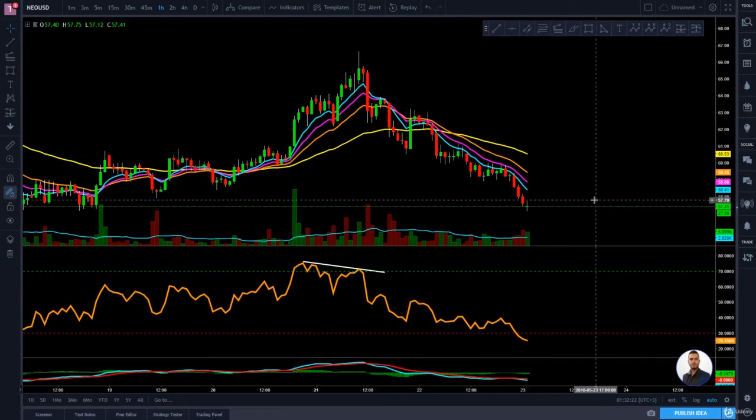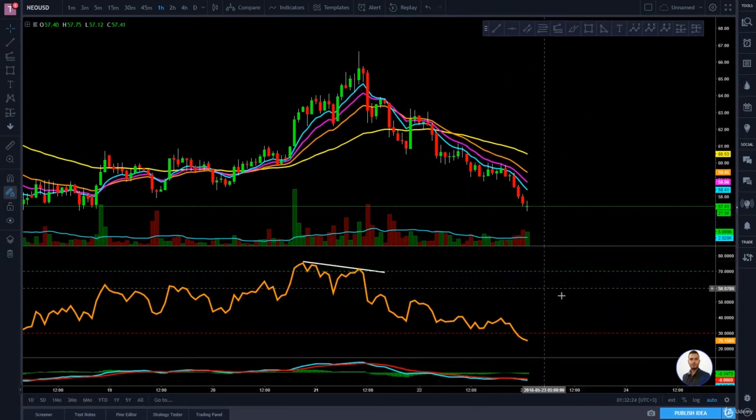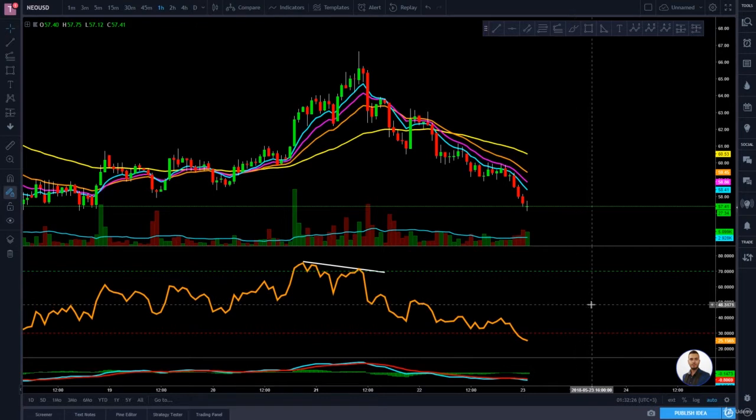So if you combine the RSI with moving averages and candlestick, RSI becomes a very powerful indicator to use that could help you catch near tops or bottoms.